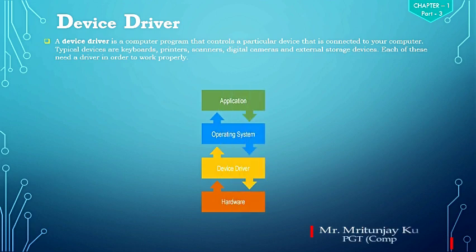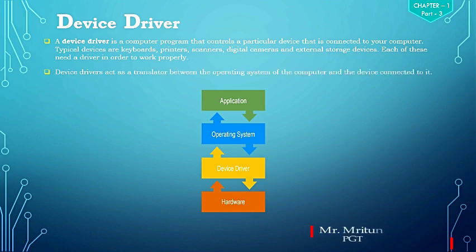You can see here, if we have to use a hardware, we need an application, and this application will be installed on the operating system, and the operating system needs a set of programs, that is the device driver, to make this hardware functional. A device driver acts as a translator between the operating system of the computer and the device connected to it.